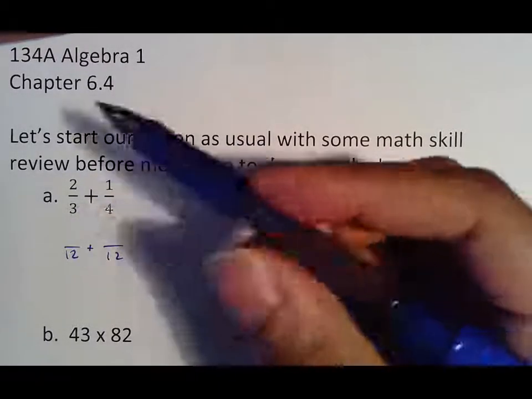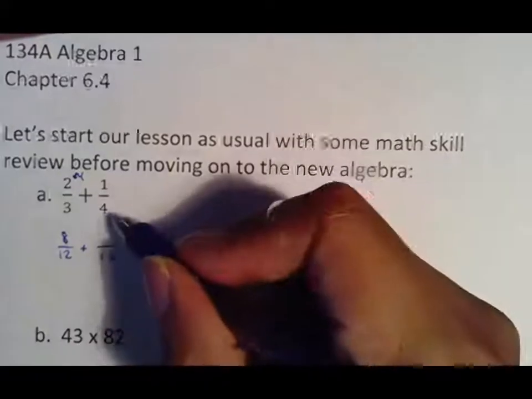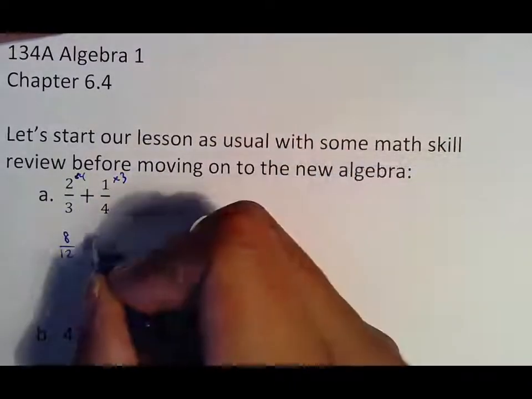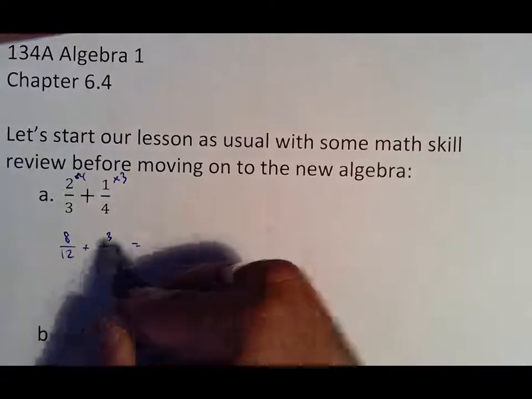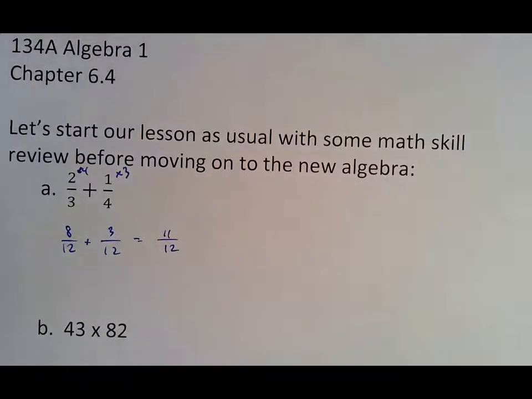In order to turn 3 into a 12, we would multiply by 4. 2 times 4 turns into 8. In order to turn 4 into 12, we would multiply by 3. And 1 times 3 is 3. In the end, 8 plus 3 is 11 over 12, which is what we're looking at there.